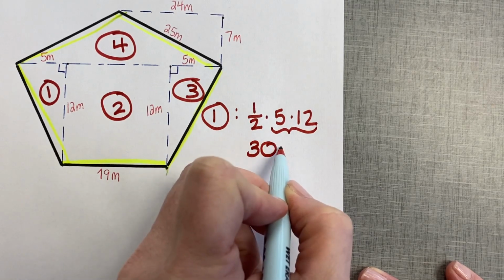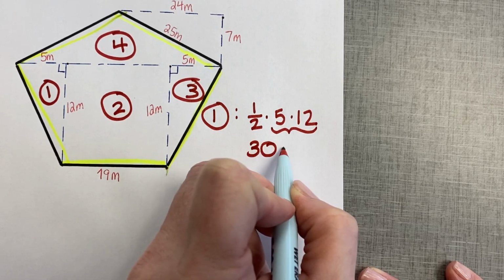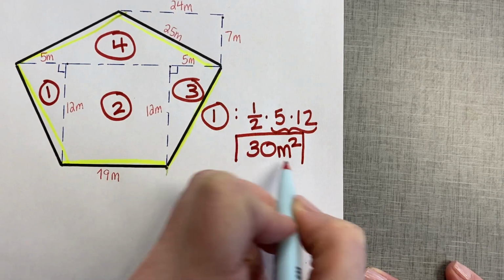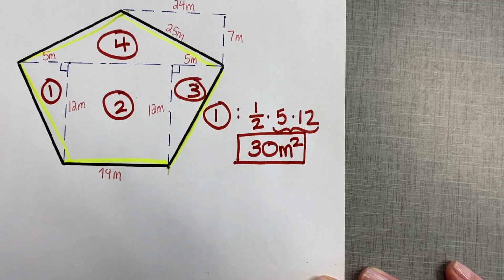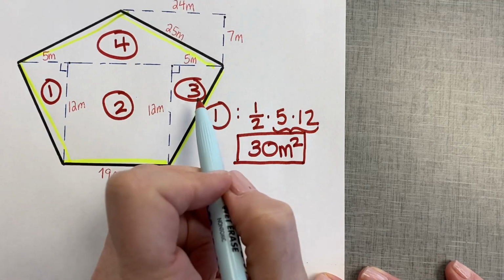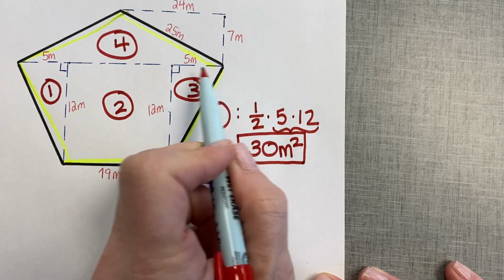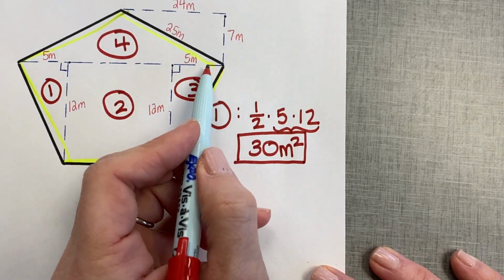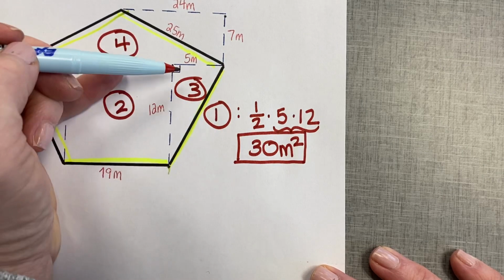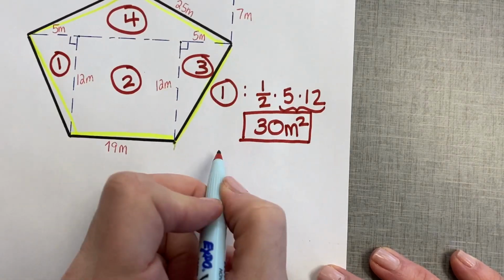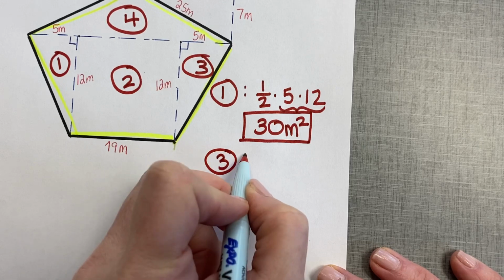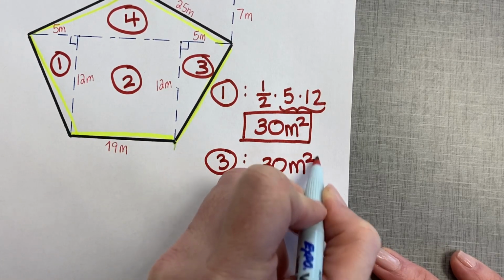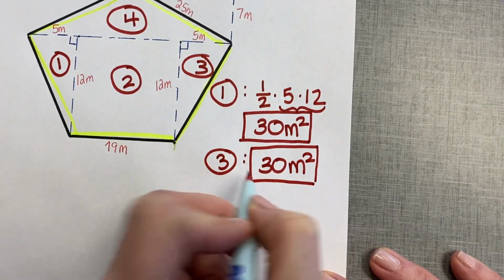So 30, what do we have? Centimeters, no, meters. 30 meters squared is going to be the area of shape number 1. Now what's interesting is if I jump over to shape 3, which is almost the exact same triangle, you see I also have a base of 5 and a height of 12. So I'm just going to jump over to area 3 and say that that is also 30 meters squared. No point in doing the work over again.